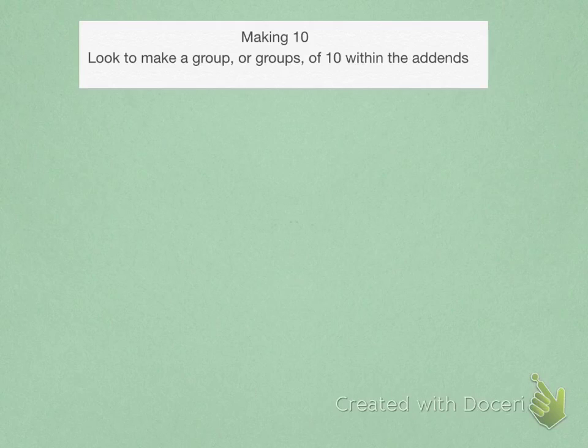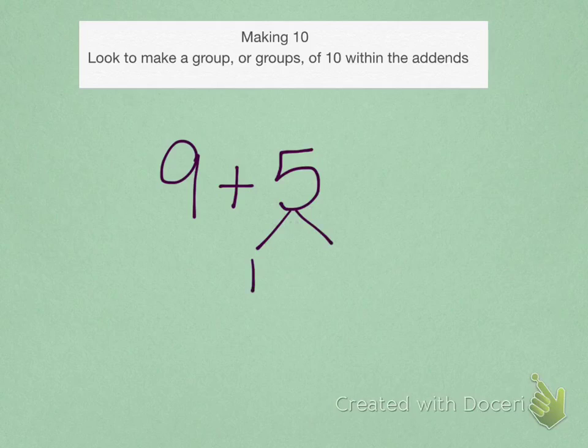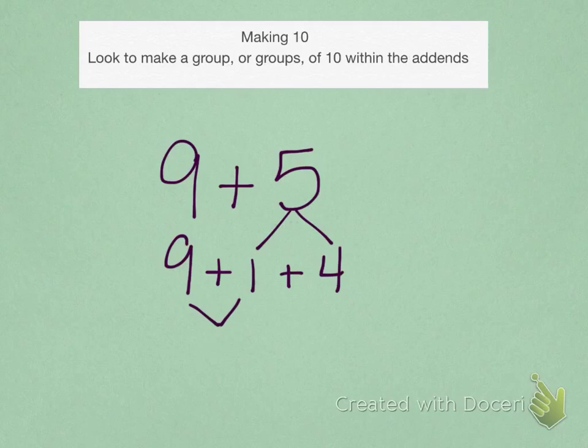For example, in the problem 9 plus 5, you can break the 5 into two parts, 1 and 4, making the equation 9 plus 1 plus 4. Then add the 9 and the 1 together to make a group of 10. Finally, you're left with 10 plus 4 to give you a sum of 14.